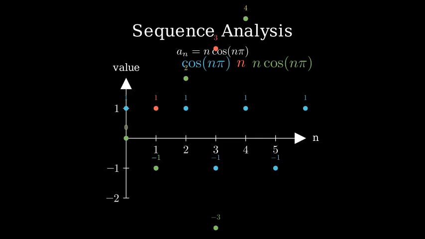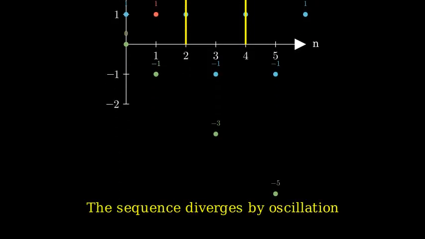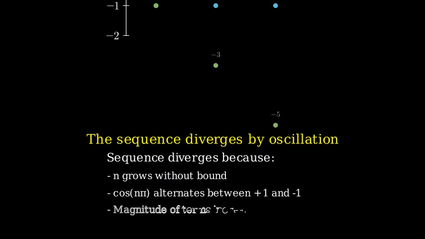Let's understand why this sequence diverges. The magnitude of each term keeps growing because n increases without bound, while cosine of n pi alternates between +1 and -1. This means the sequence oscillates between increasingly large positive and negative values, never settling down to a single value. Therefore, we can conclude that the sequence n times cosine of n pi diverges, specifically by oscillation.